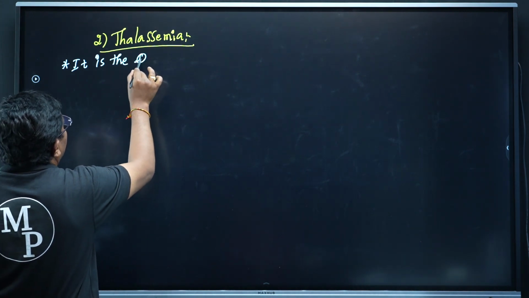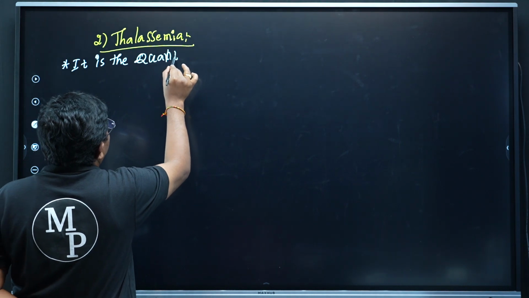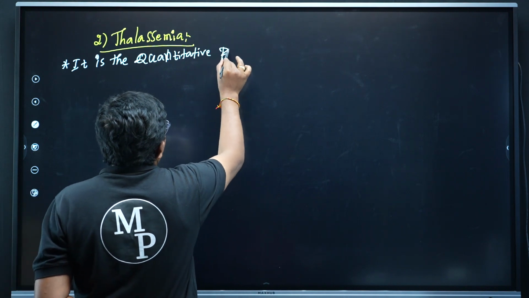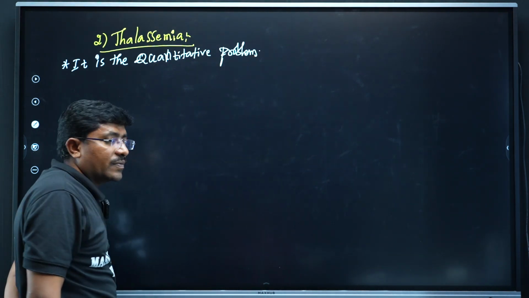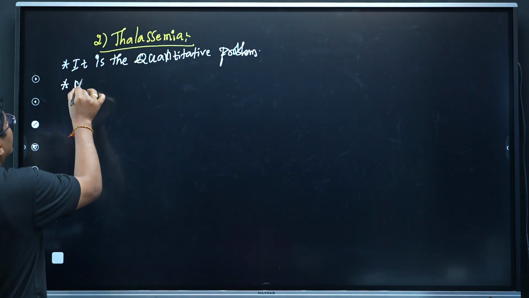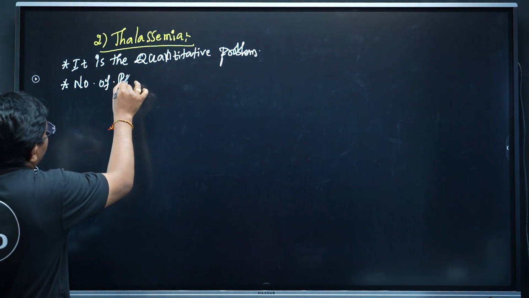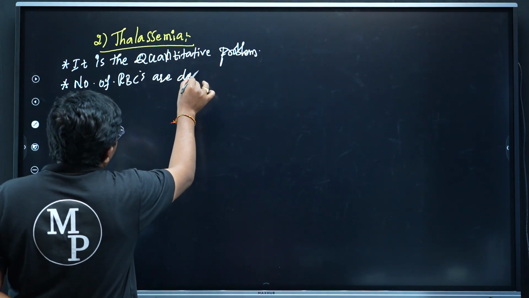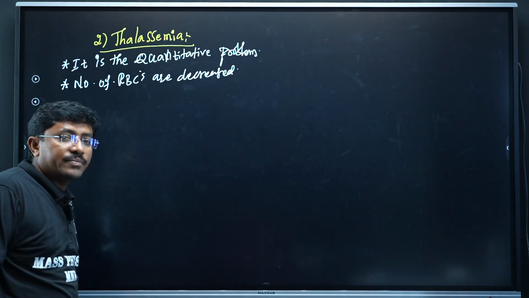It is the quantitative problem. That's enough. Means number of RBCs are decreased. Number of RBCs are decreased.